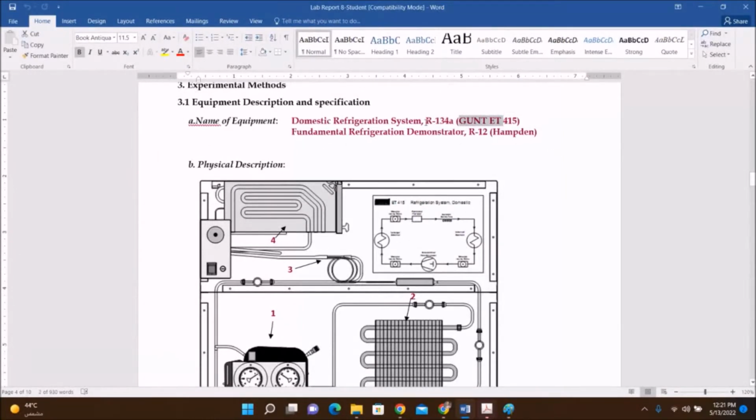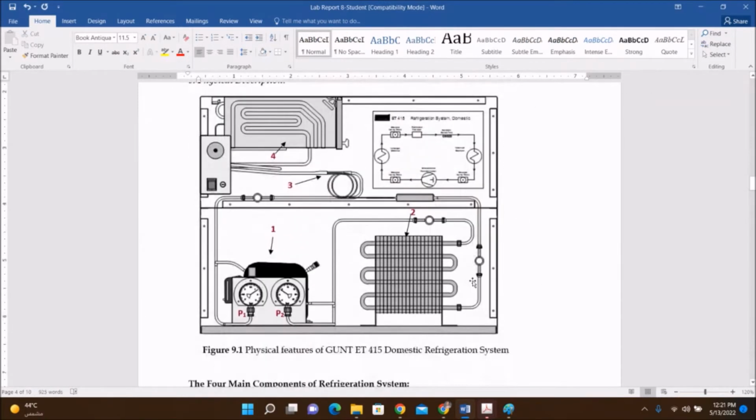ET415, working on R134a. So this is the equipment. Any basic system or basic cycle consists of four processes or four devices or four components. So the domestic refrigeration system also consists of four components.